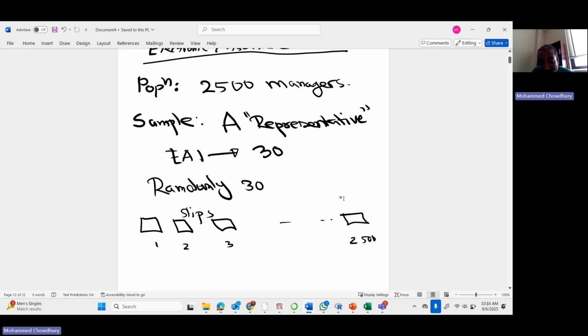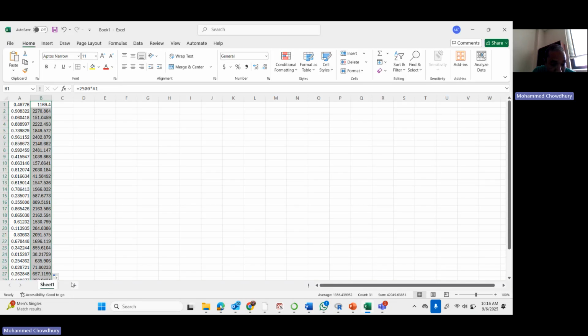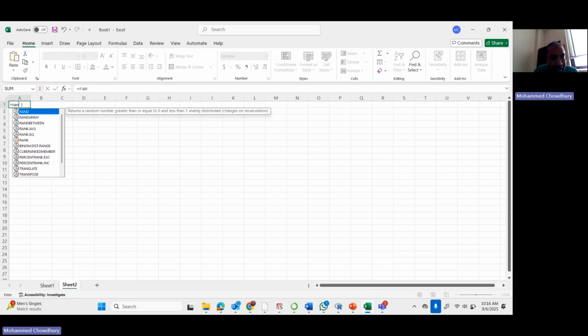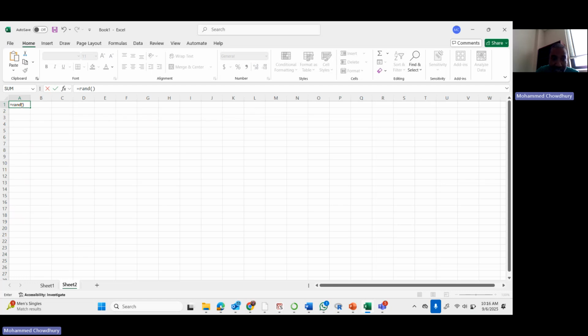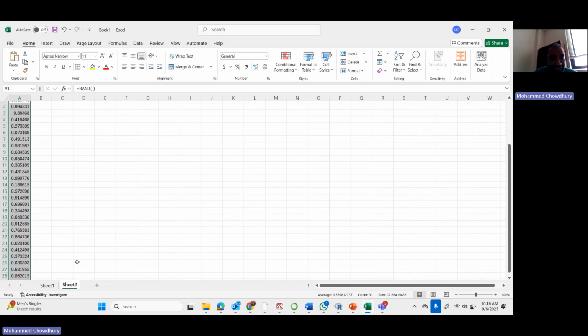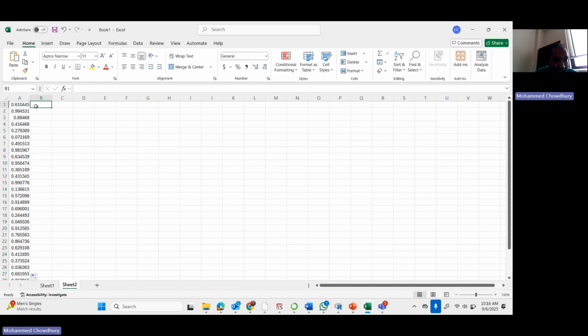Now by using Excel, how can I take a sample? I can take a sample of size 30 this way. Take a look. I type RAND here, and then a random number between 0 and 1 is generated. So this is the random number. If I drag this down until here, I get 30 numbers. If I multiply these 30 numbers by 2500, because there are 2500 persons, then they are transformed like this.